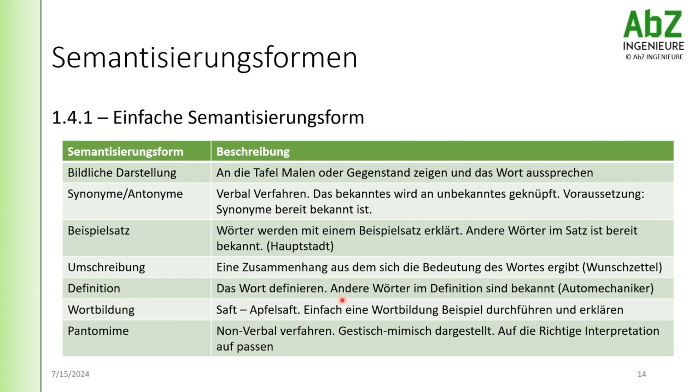The next form is definition. You define the word, which is as straightforward as it can be. The other words in the definition should be already known. So, for example, Automechanik. Then you have Wortbildung. You're basically connecting 2 or 3 words to form a new word. So in this case, Saft, Apfelsaft. It should be understood that it is apple juice. So give these examples and they should be able to figure out the meaning of the word.